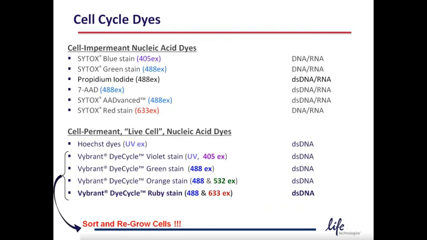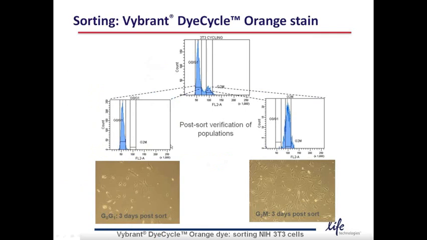So why might you be interested in choosing a cell permeant dye as opposed to a cell impermeant dye? Well, one very important reason is to look at long-term effects of a particular drug treatment or environmental factor on the cells in their growth cycle. And in this case, you can take the cell permeant dyes and stain your cells, look at them by flow cytometry, sort those cells, and then in fact regrow those cells after sorting and determine how they behave.